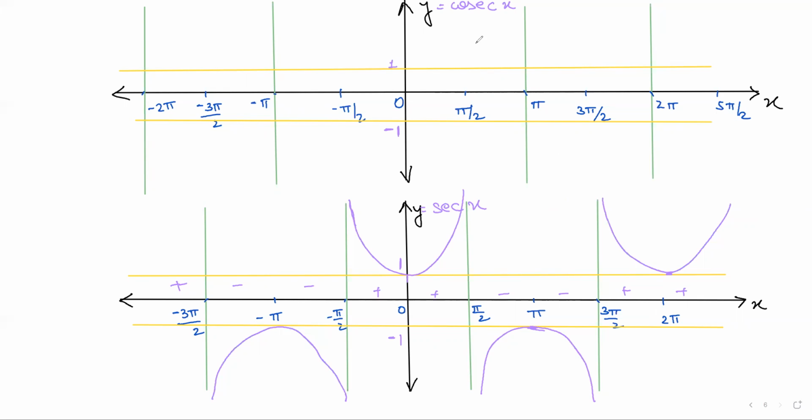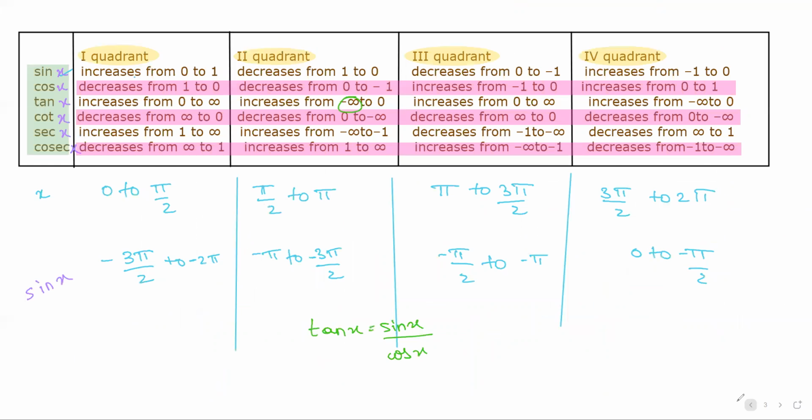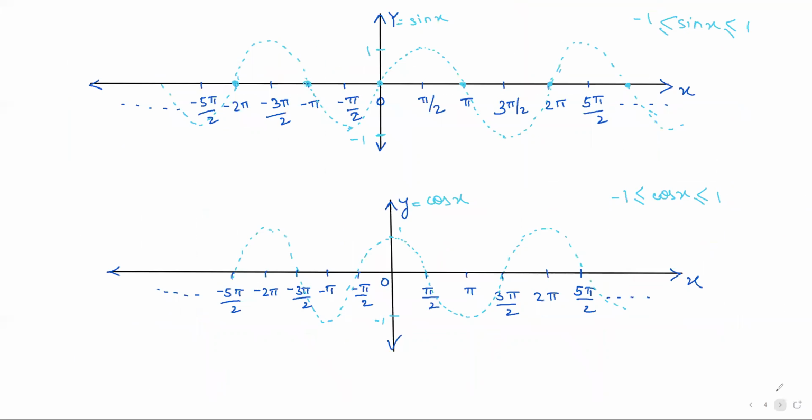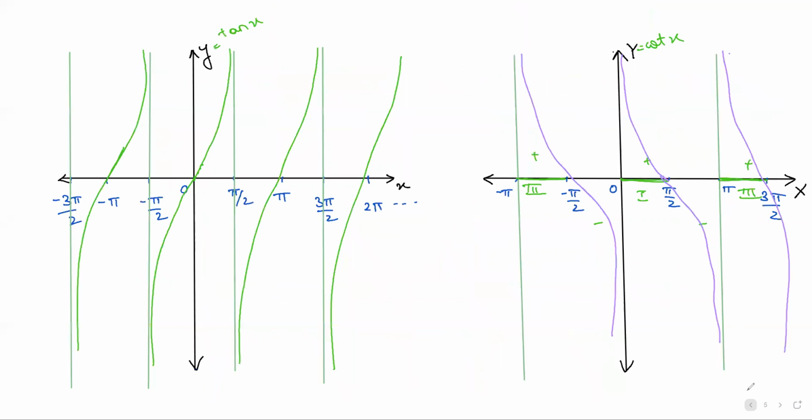What happens with cosec x? For cosec x, you need a positive value wherever you have sine value positive, which is in the first and the second quadrant. So your cosec x value is positive in the first and second quadrant and negative in the next two quadrants. Negative over here, positive over here. What happens to cosec x value? It is the opposite of sine value.